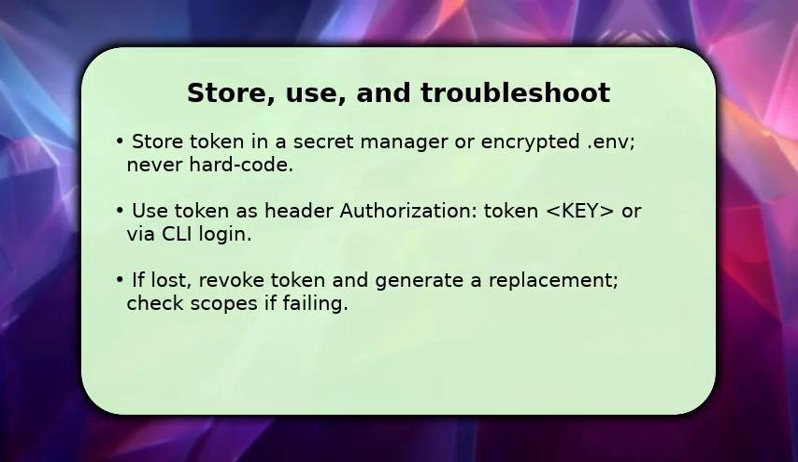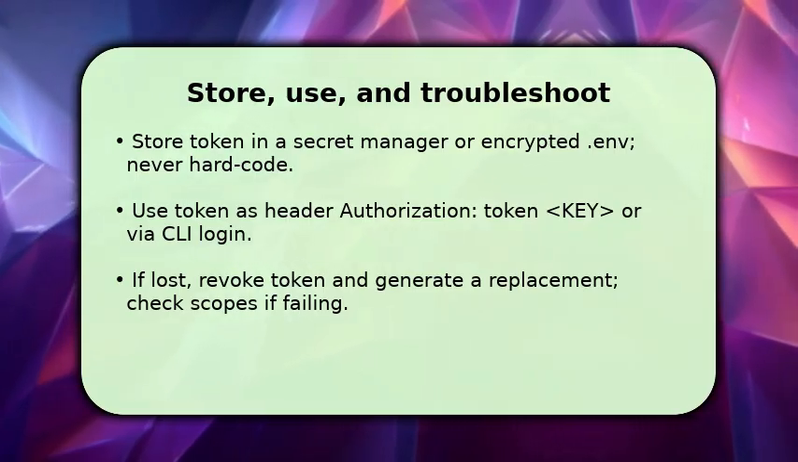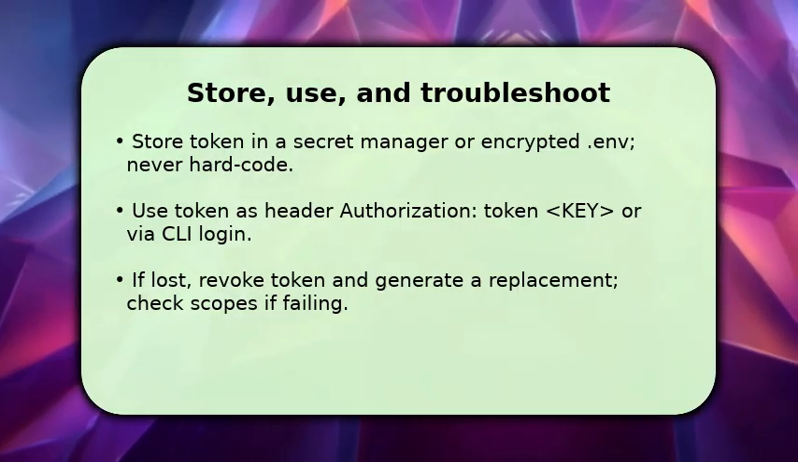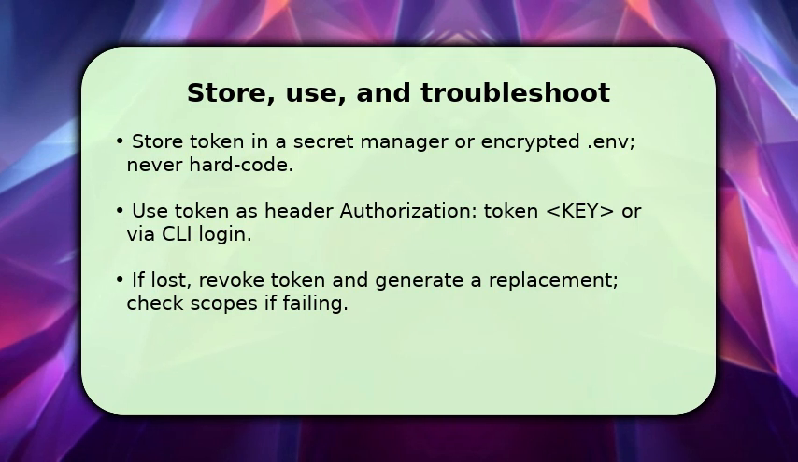If something goes wrong, for example 401 or insufficient scope errors, revoke the token and generate a new one with corrected scopes. Make sure clocks are synced and network proxies aren't stripping headers when troubleshooting.